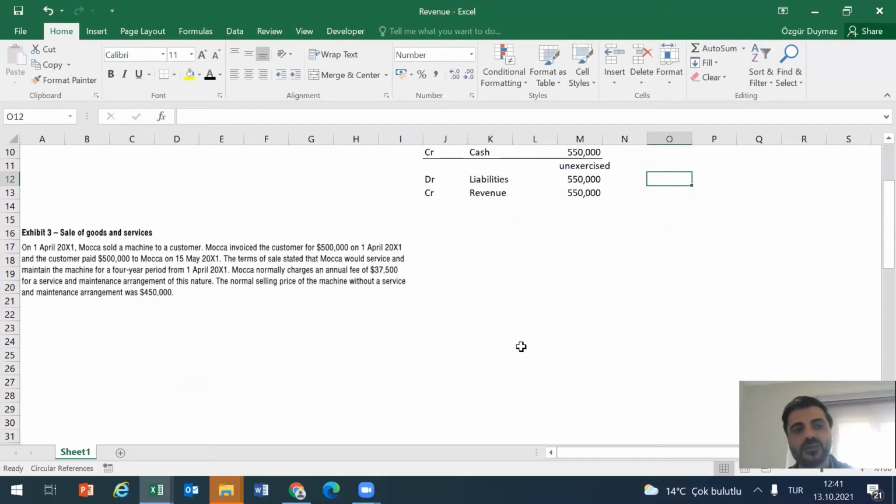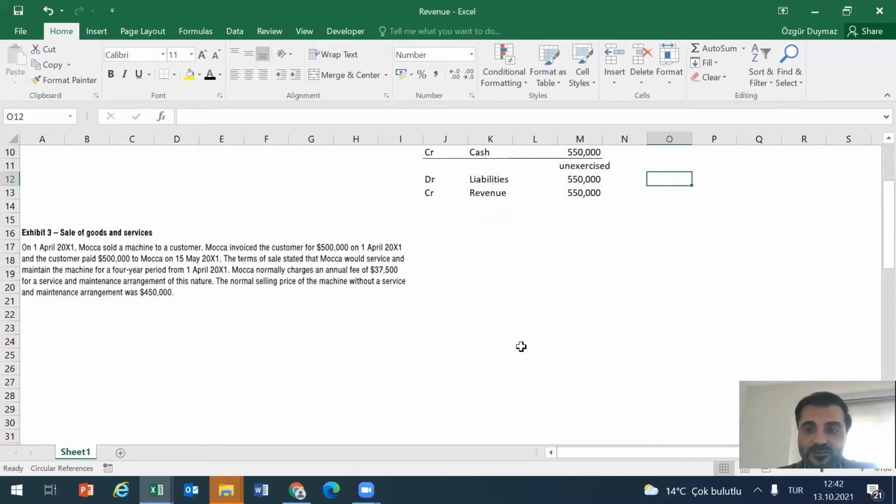And now, question 2, sale of goods and service. Mocha sold a machine to a customer. Mocha invoiced the customer for $500,000 on April 1st, and the customer paid the same amount to Mocha on 15 May. The terms of sale stated that Mocha would service and maintain the machine for 4 years from April 1st.